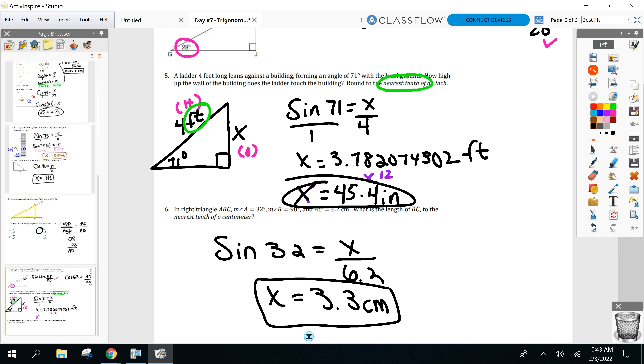All right, sine, cosine, tangent. We're going to deal with it the next couple days. No school tomorrow. Homework's due on Monday. Pretty simple. All right, we don't move on until Monday. All right, good job.